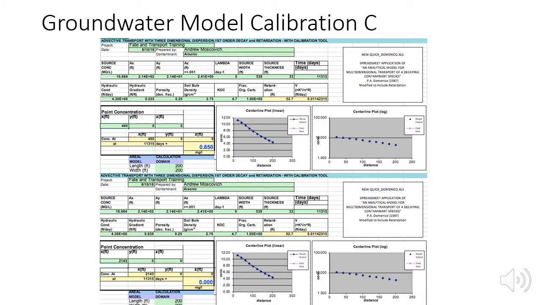The hydraulic gradient was measured at site, both in between the Potomac and the pits and at the pits, and I took the value in between the two. The porosity is within the range, as well as the soil bulk density and the Kd, which is the Koc times the organic carbon. And so I was able to get a value of 0.65 milligrams per liter at the farm well. And when I calculated the total distance to the Potomac River, I came up with a value of 0 milligrams per liter.